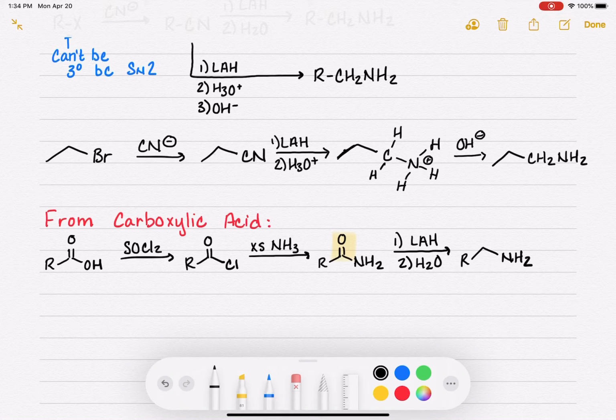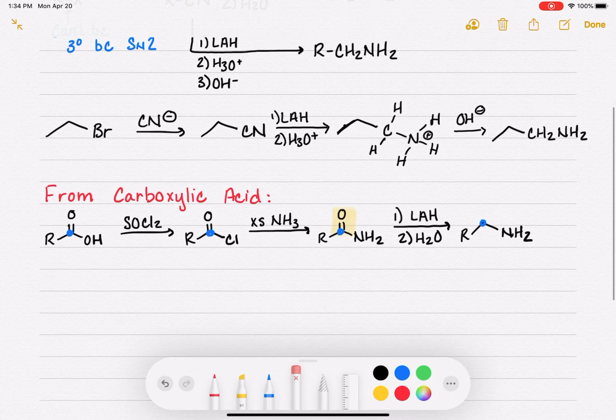Again, be careful with your carbons. You want to make sure you're not losing carbons as you move through this reaction. And even though I'm calling this, and your book is calling this, synthesizing an amine from a carboxylic acid, you really can start at any point on this path, synthesizing an amine from an acid chloride, synthesizing an amine from an amide. It's kind of encompassing all of those reactions together.